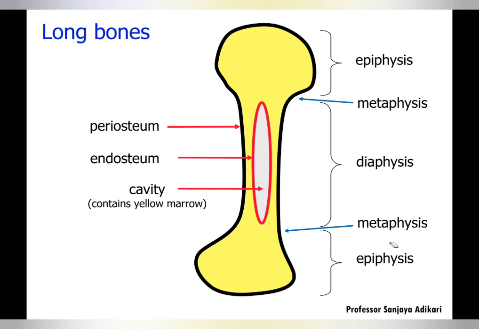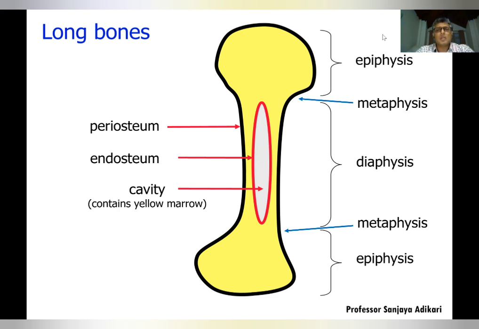Now, examples of long bones are your humerus, femur, radius, ulna, tibia, fibula. So anything can be a long bone. There are large long bones, and then you can have small long bones, like the phalanges of your fingers. Even though they are small, they are also long bones, because they have a length more compared to their width.